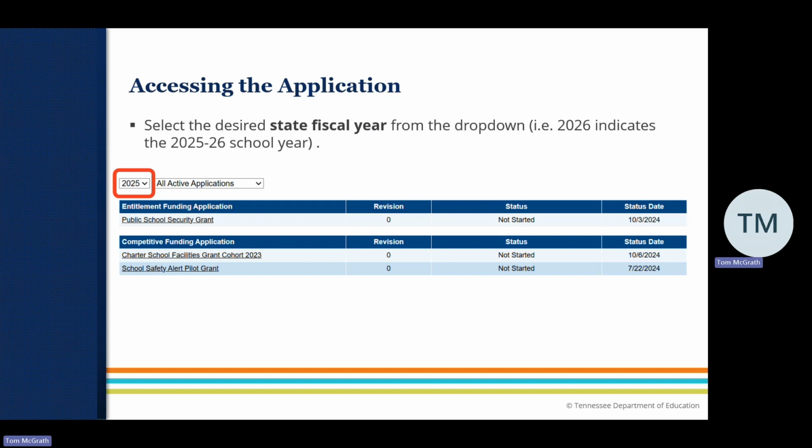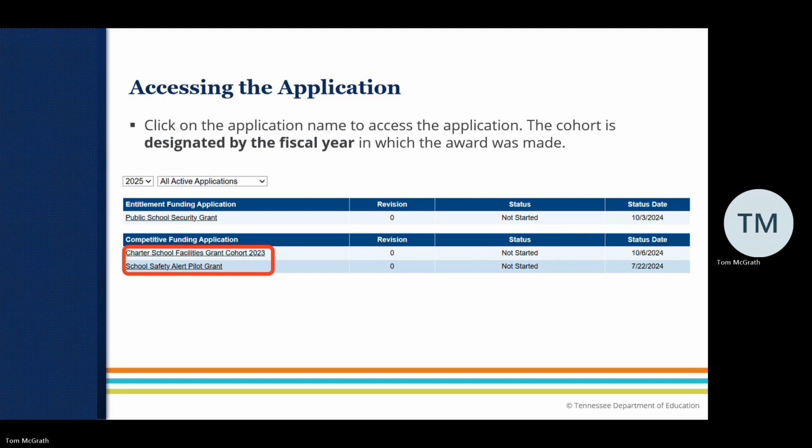Select the desired state fiscal year from the dropdown. For example, 2026 indicates the 25-26 school year. Click on the application name to access the application. The cohort is designated by the fiscal year in which the award was made. Please note, you will need to complete a separate funding application for each grant that you receive.